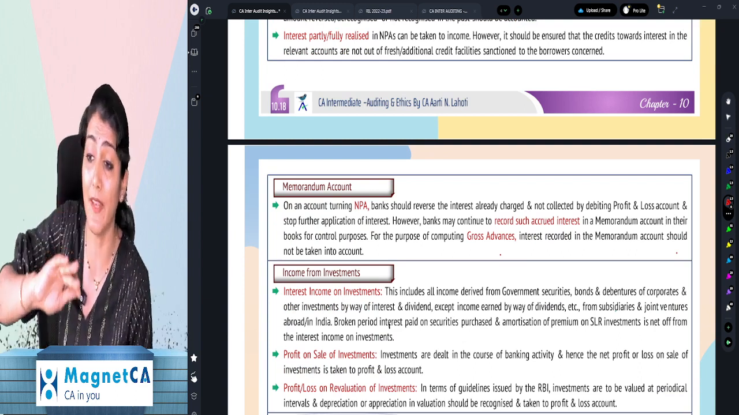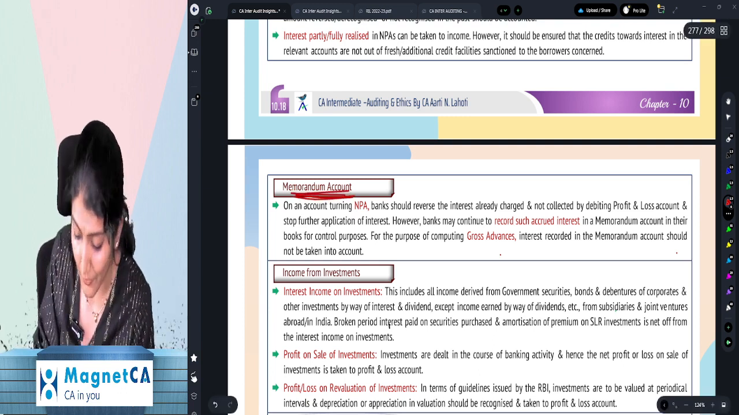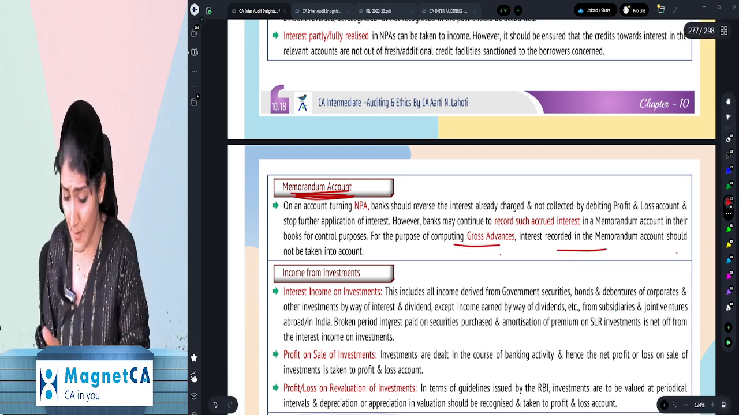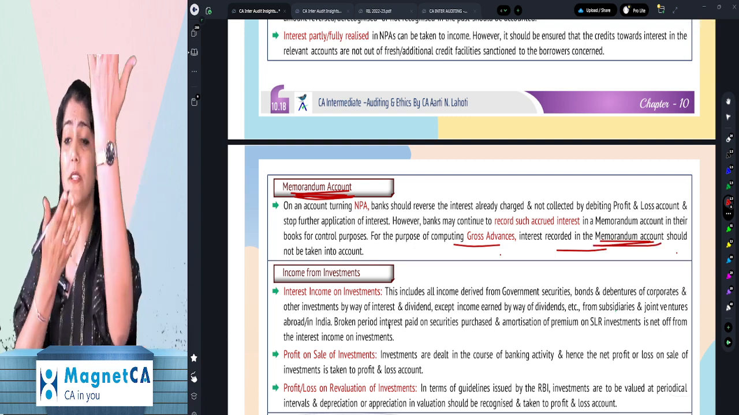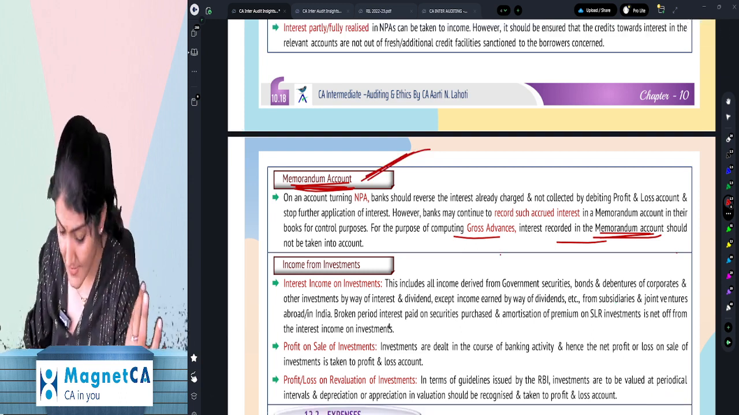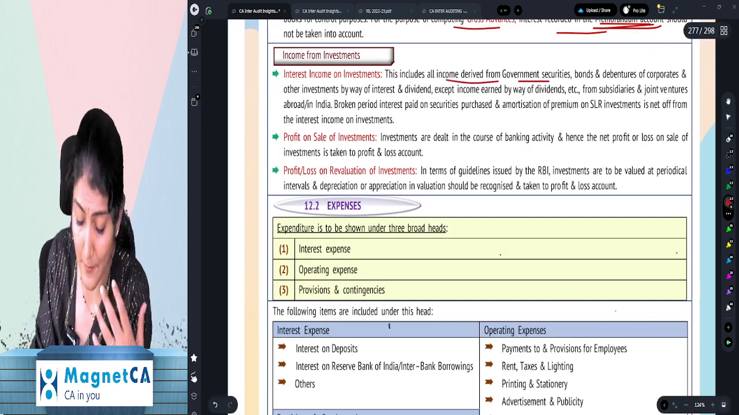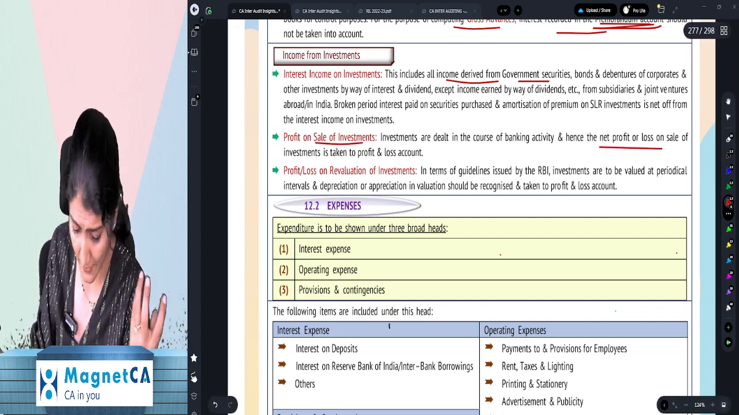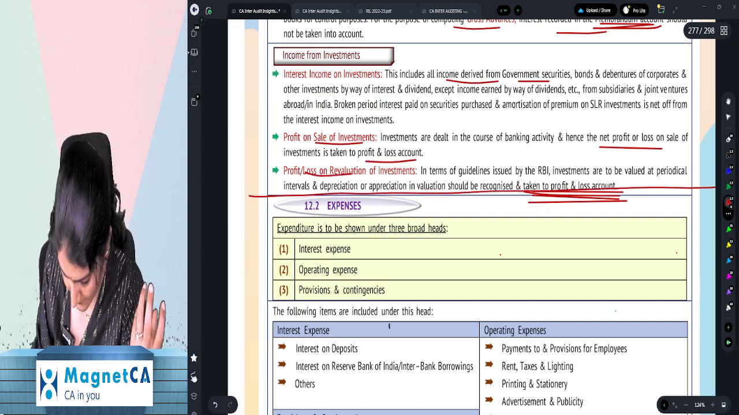But had it not been an NPA, how much income we would have earned on this, you can keep making a memorandum of the same. You don't include this while calculating your gross interest income; it is only in the memorandum account. Can you maintain a memorandum account for that? Yes. And interest income on investment is based on the date on which the investment income has been earned. Profit on sale of investment is again taken to the profit and loss account, and profit on revaluation is again taken to the profit and loss account.